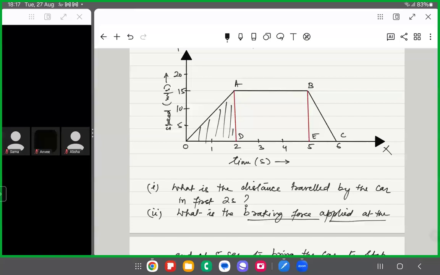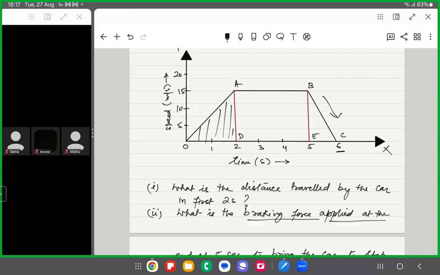Initially, its speed is increasing with time. After point A, from A to B, speed is uniform. Means time is increasing, but speed is not increasing. Means the car is moving with uniform velocity or uniform speed. Are you getting my point? Now at point B, you can see that its speed is decreasing. It is going down. And at t is equal to 6 seconds, it stops. At t is equal to 6 seconds, what is happening?